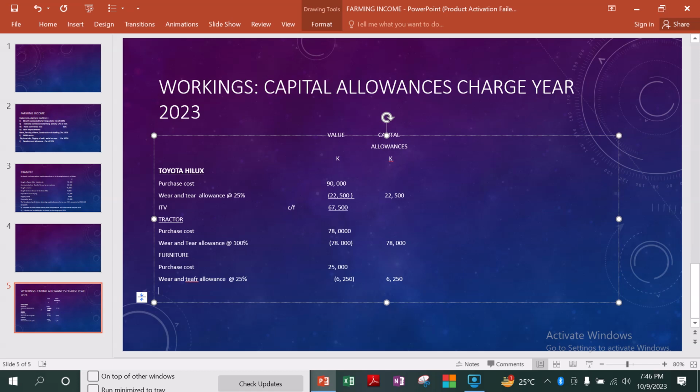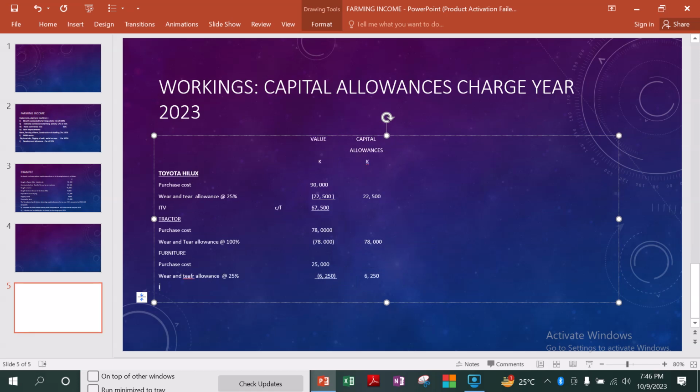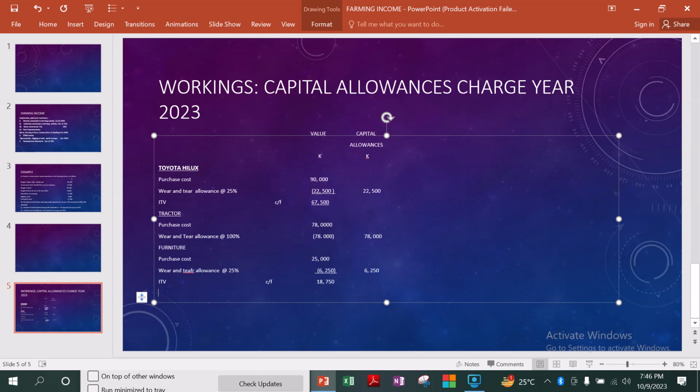Then you also have, meaning that you have here the written down value. Income tax value carried forward. And the value is 18,750. Okay, so that is that. So we add these, that comes up, we have claimed that.